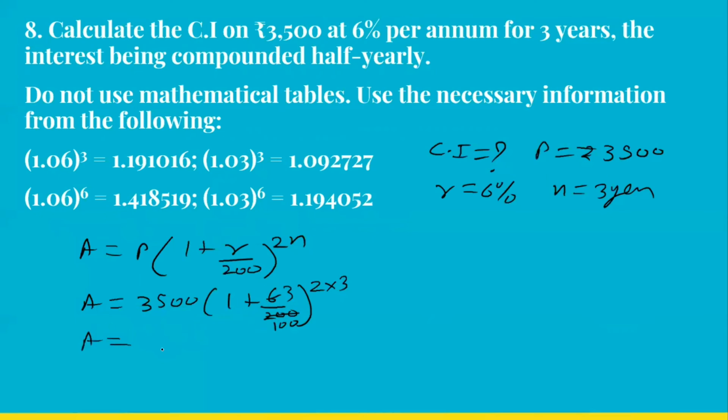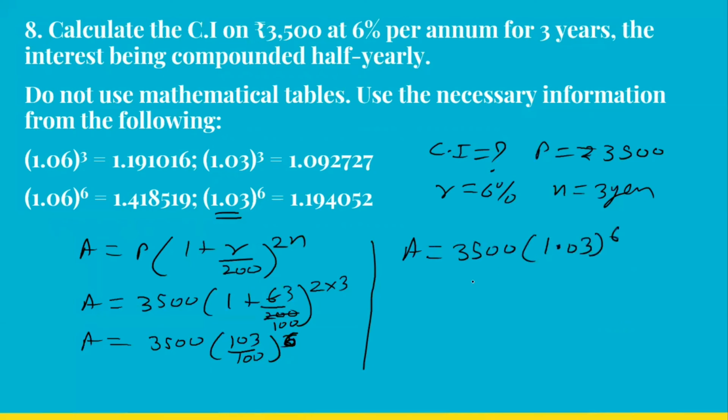So A is equal to 3,500 in bracket 103 upon 100 raised to 3. Now look here, 103 upon 100 is 1.03. Now 2 3s are 6, so the power is going to be 6 here, 2 into 3, 2n. So this is how you get A is equal to 3,500 into 1.03 raised to 6.